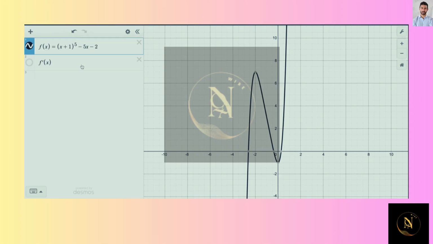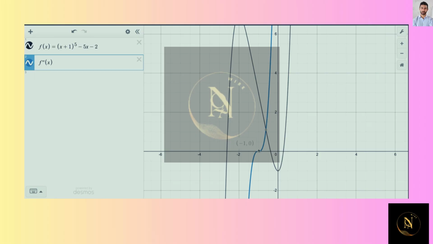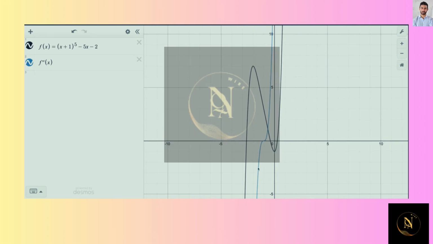So with all this in mind, we also want to look at concavity. So here's the concavity graph. We see that there is an inflection point at negative 1. And this is because the graph is concave down from negative infinity to negative 1, and then concave up from negative 1 to infinity.